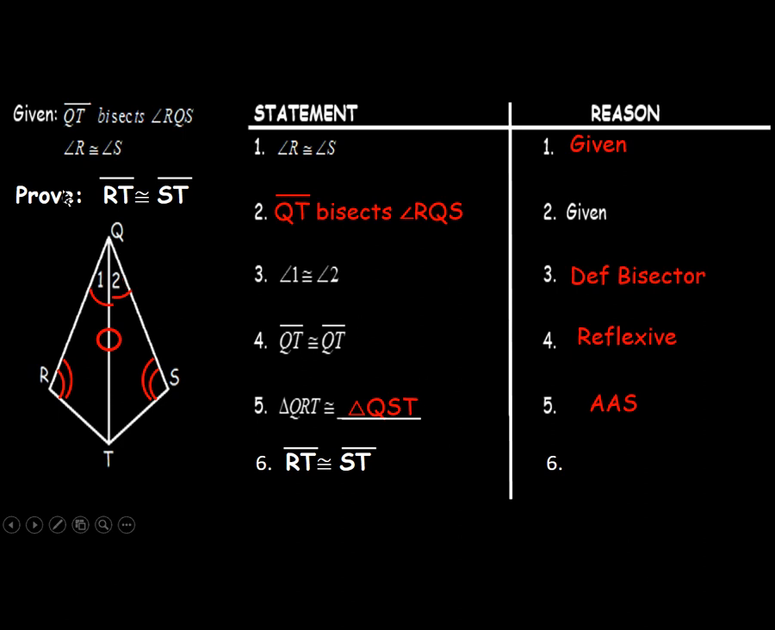Finally, it didn't say to prove the triangles are congruent. We're trying to prove these two segments, RT and ST, the bottom ones. Why are these congruent? Well, since the whole triangles are congruent, then these parts have to be congruent. What's the rule that says that? That's CPCTC.